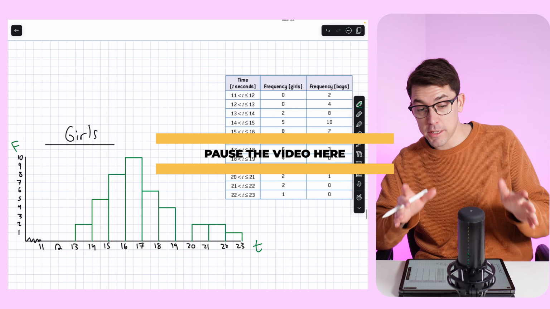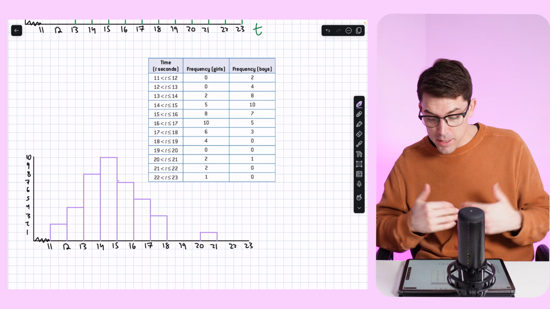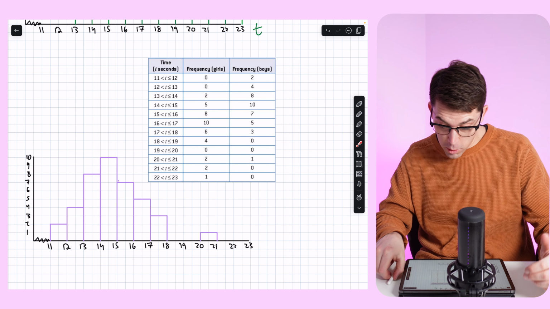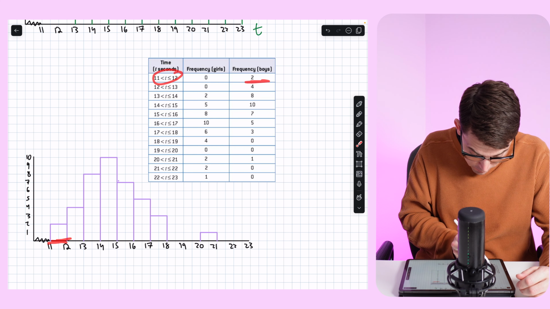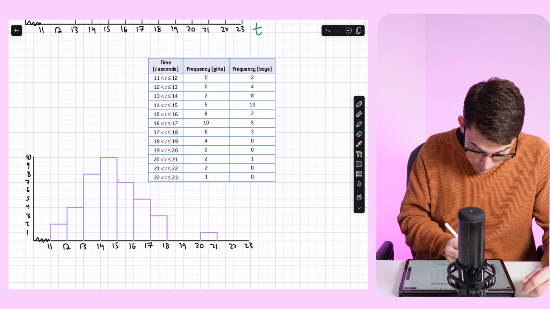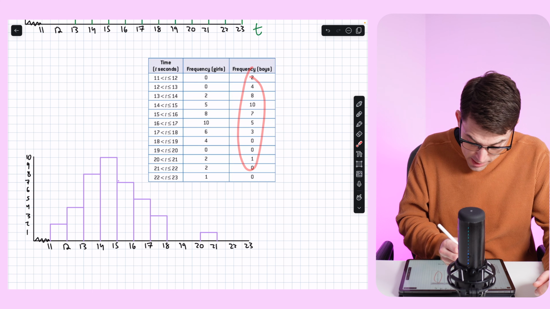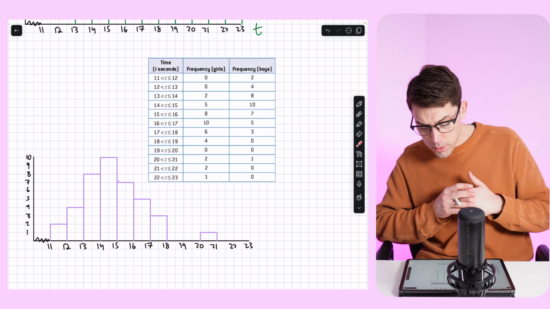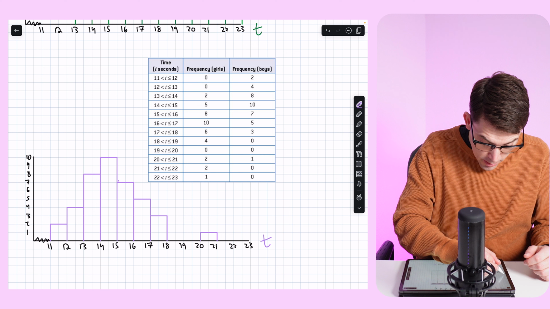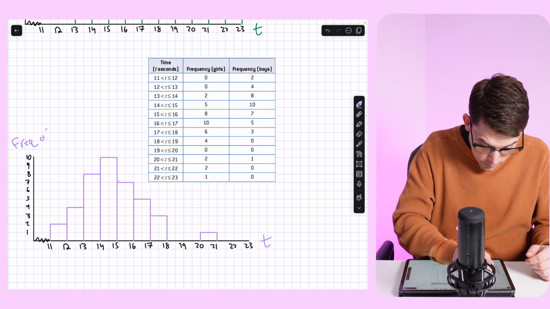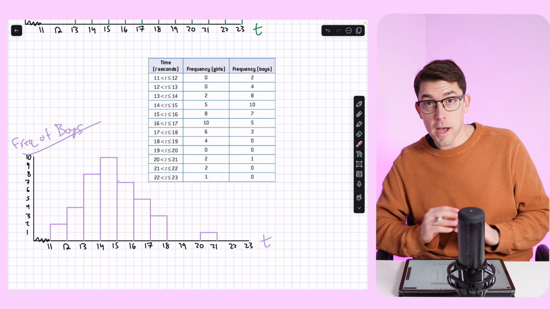Pause the video right here, and click play when you're ready to check your answer. As you can see here, this is what the frequency bar chart would look like for the boys. Just like our last example, between 11 and 12, I had 2. The same thing goes for 4, then we'll have 8, then we'll have 10. You just put these corresponding values as the heights of all these bars, and you'll get the right answer. I can label this T for time, and put a frequency of boys right there, so that I know exactly what I'm talking about and am being very deliberate.